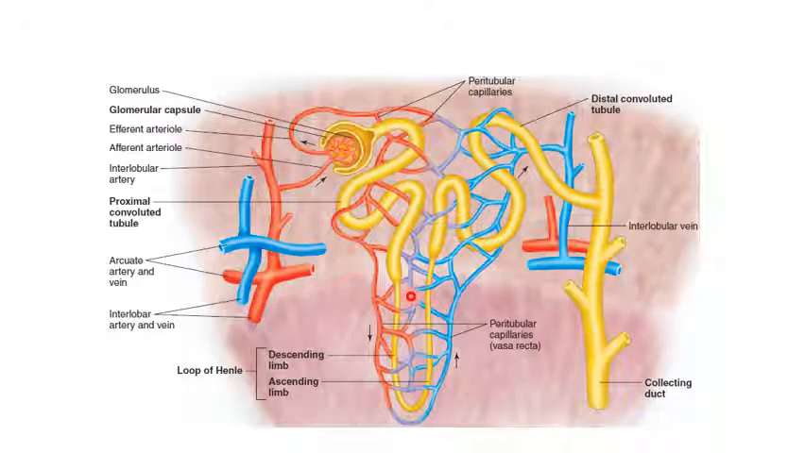A similar type of capillaries are also present in some nephrons of the kidney, and those are called vasa recta. Vasa recta means straight vessels, which are present in 20 to 25% of total nephrons, and those nephrons are called juxtamedullary nephrons that are present deep inside the medulla. And for those juxtamedullary nephrons, the peritubular capillaries are in the form of straight vessels instead of a random network.